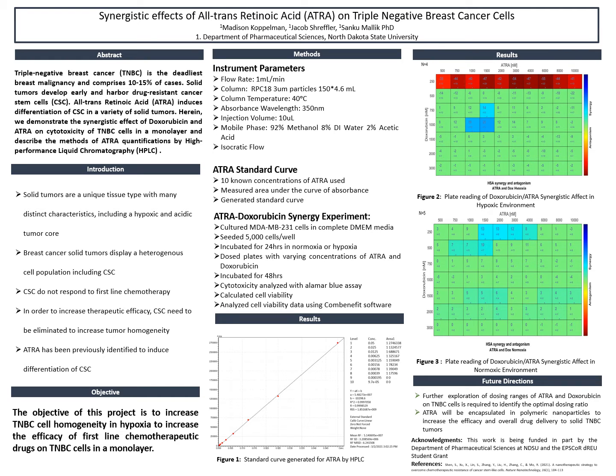A little introduction: solid tumors are a unique tissue type with many distinct characteristics, including a hypoxic and acidic tumor core. The breast cancer solid tumors also display a heterogeneous cell population that includes cancer stem cells. These cancer stem cells do not respond to first-line chemotherapy, and in order to increase therapeutic efficacy, cancer stem cells need to be eliminated to increase tumor homogeneity.